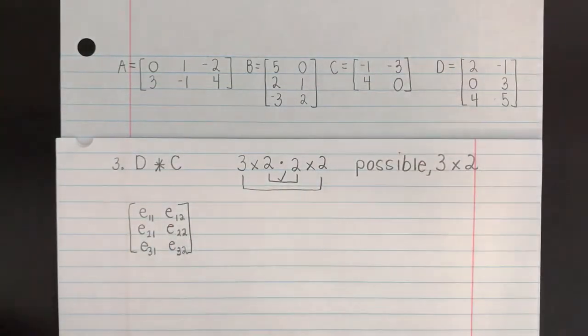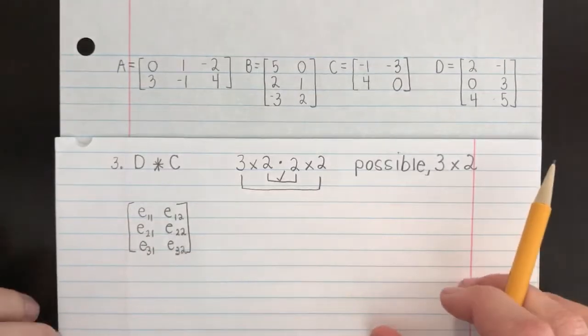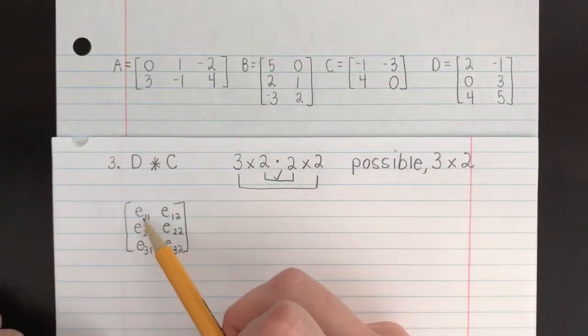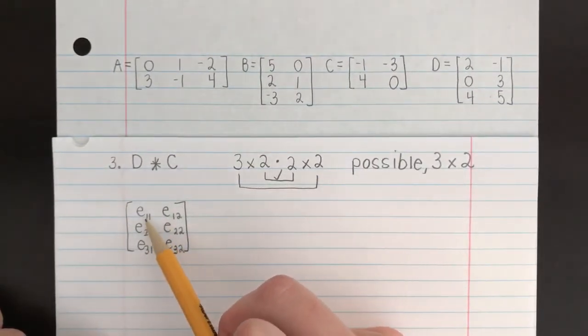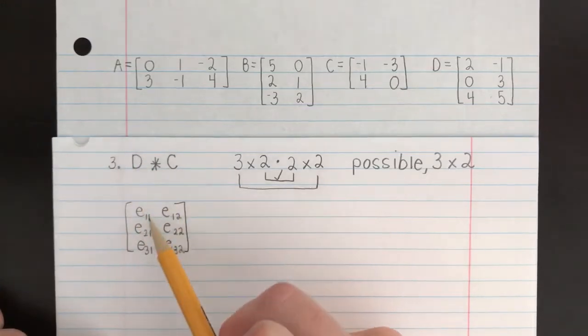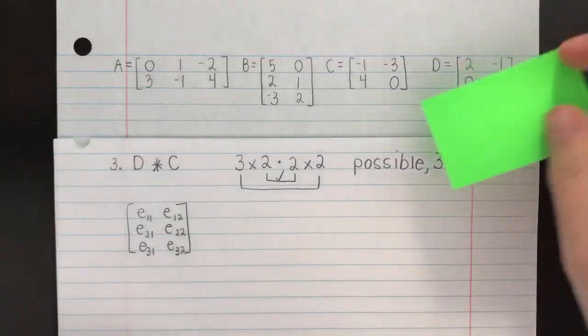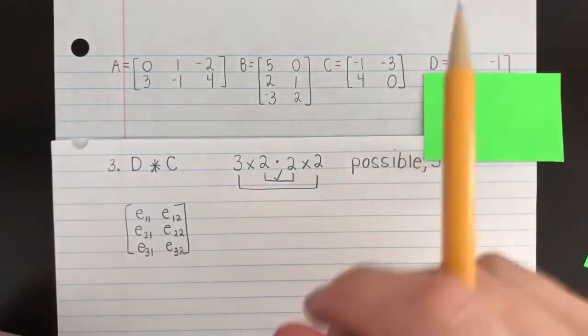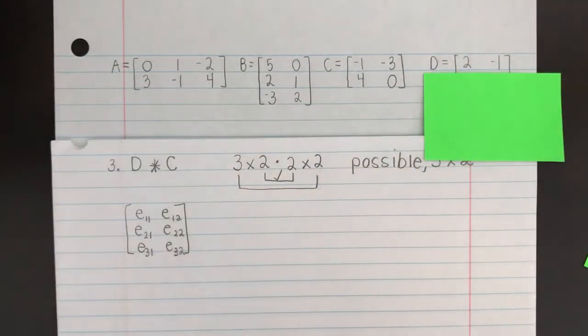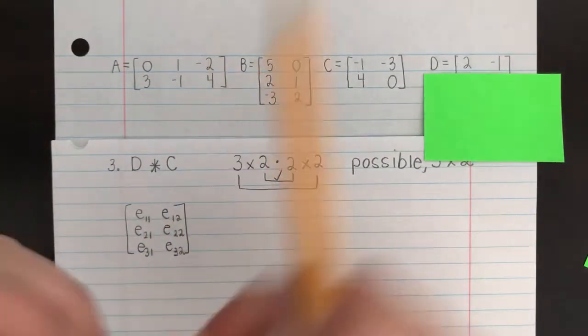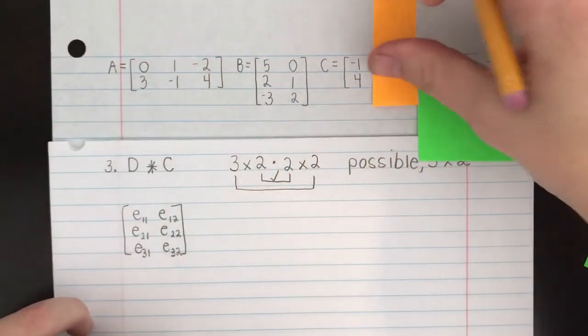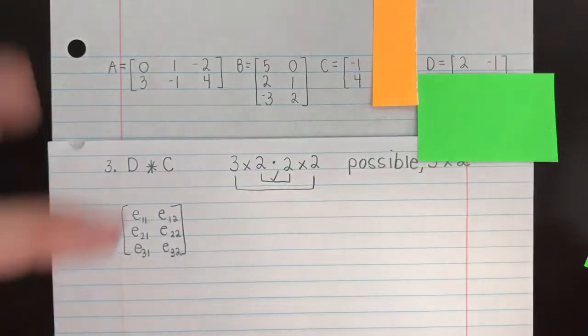So that's my placement, but now remember, order is very, very important. So this means row, column. Row 1 of D, column 1 of C. So make sure you're taking the rows of D and yet the columns of C. So column 1 of C. So that's what I'm going to multiply together.